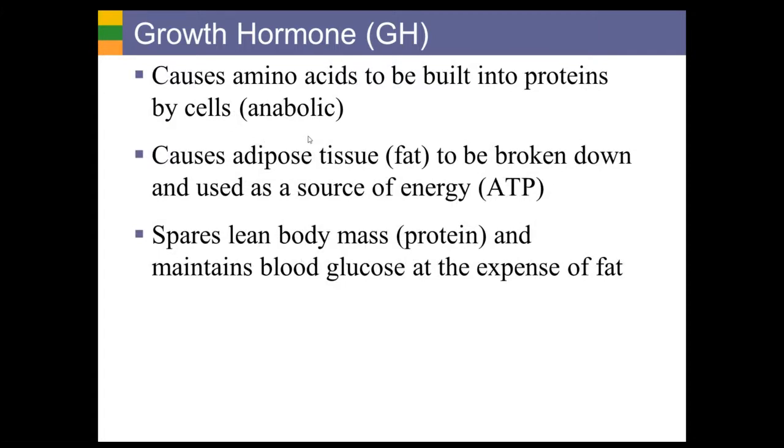Growth hormone is an anabolic hormone. Well, what does that mean? Remember, anabolism is the production of larger molecules from smaller molecules. So the building of protein from amino acids is an anabolic process. Proteins can be hundreds of amino acids long. So growth hormone causes the production of protein, so it's an anabolic hormone. It causes adipose tissue to be broken down and used as a source of ATP, and spares protein and blood sugar. So basically, it helps maintain blood sugar levels and your lean body mass, your protein, at the expense of fat as the primary source of energy.